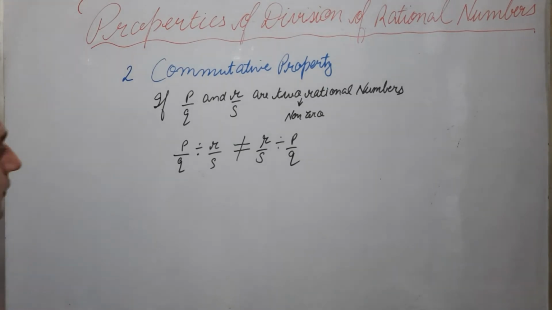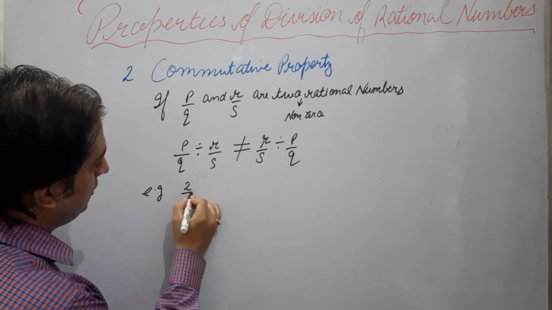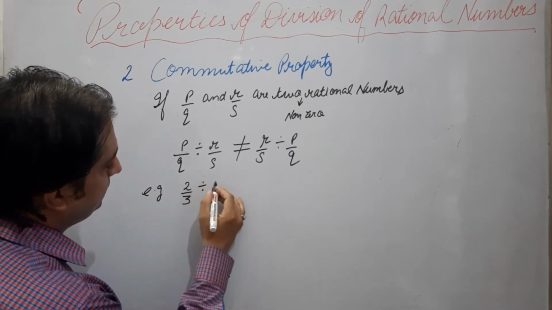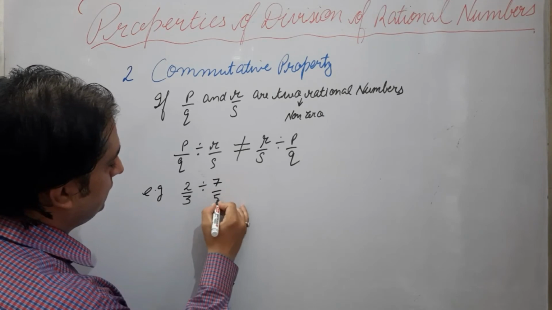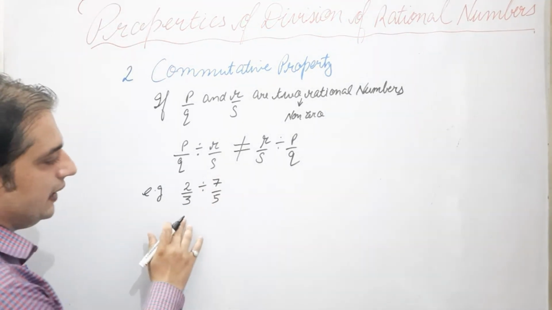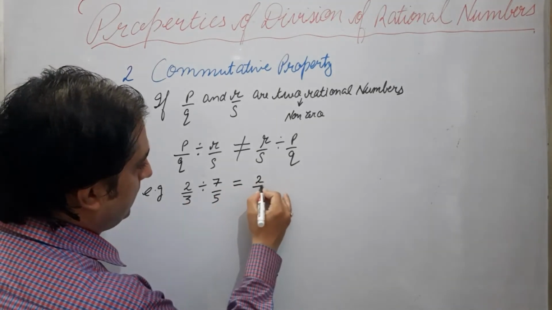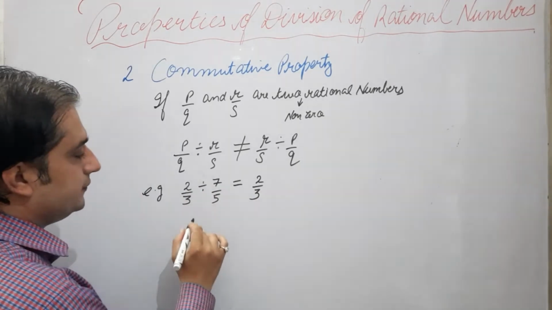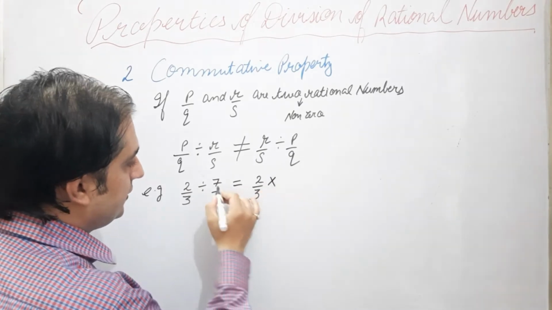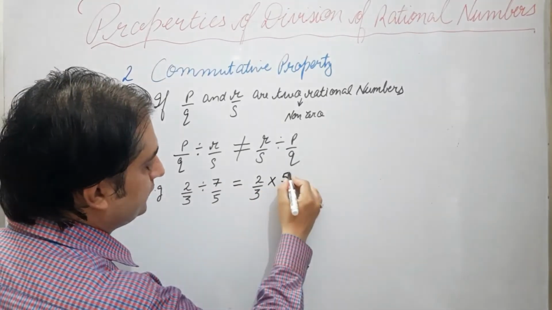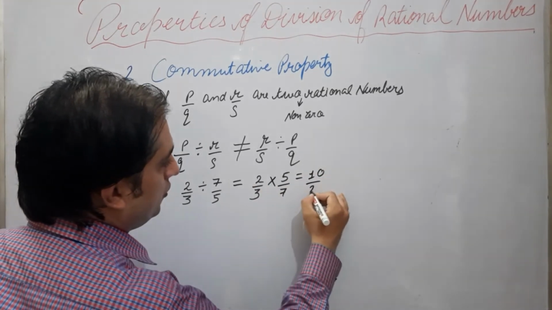So if we take the example, if I have two rational numbers, let's suppose 2 by 3, which is to be divided with, let's say, 7 by 5. If you divide this, you take 2 by 3 as it is, and instead of dividing with 7 by 5, you multiply it with the multiplicative inverse, 5 by 7. So what is the answer? 2 5s are 10, 10 upon 21.